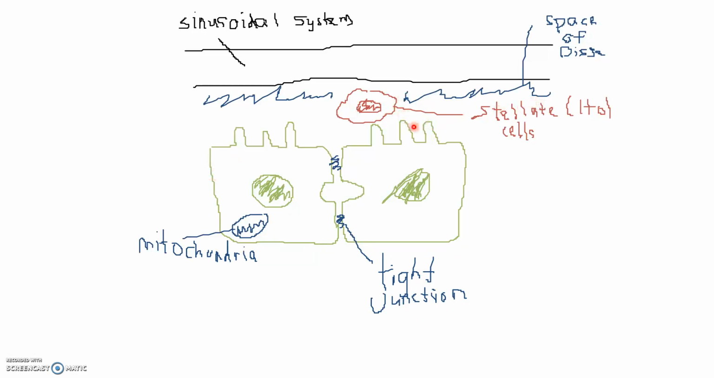As you can see here, this is the space of Disse. This side is exposed to components of the plasma, and the face of the hepatocytes is also facing towards the space of Disse, as you can see here. The hepatocytes have multiple villi, which increase the surface area.